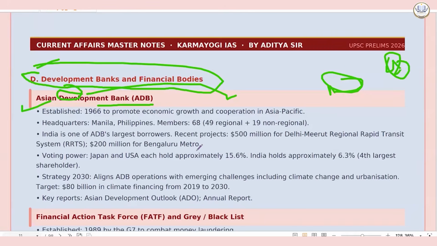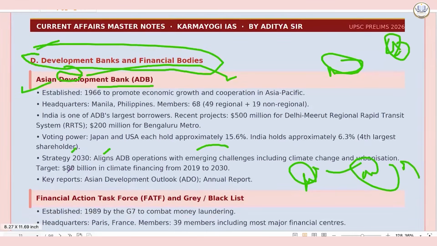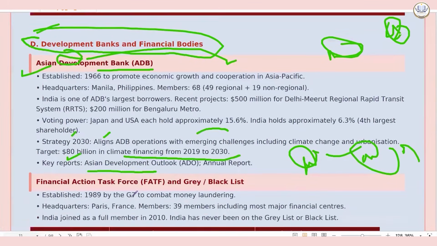Now let's see Strategy 2030. It aligns ADB operations with emerging challenges, which are climate change, obviously, and urbanization. That too, rapid urbanization and urban sprawl, slumification. So it targets $80 billion in climate financing from 2019 to 2030. And there is an important report that it releases, that is the Asian Development Outlook.